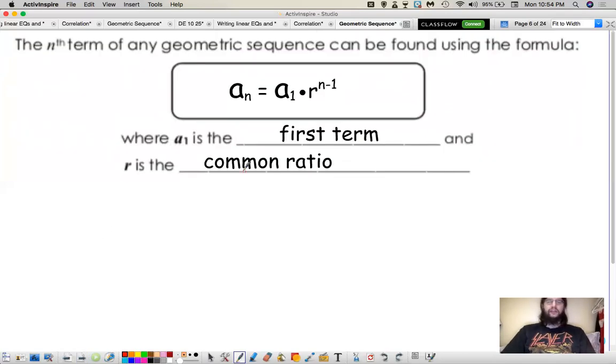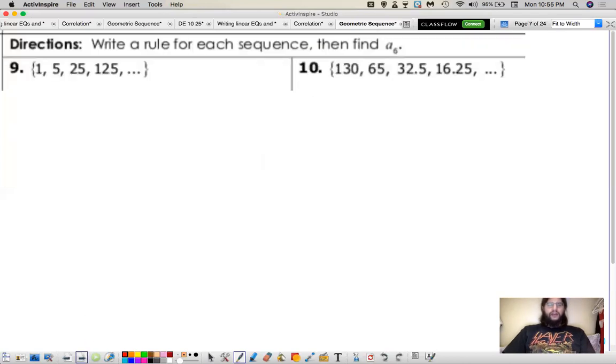So instead, anytime we have a geometric sequence, we can use this explicit formula. A sub n is equal to A1 times R to the n minus 1 power. A1 is your first term, and R is the common ratio. Let's try it out. So write a rule for each sequence, then find A sub n.